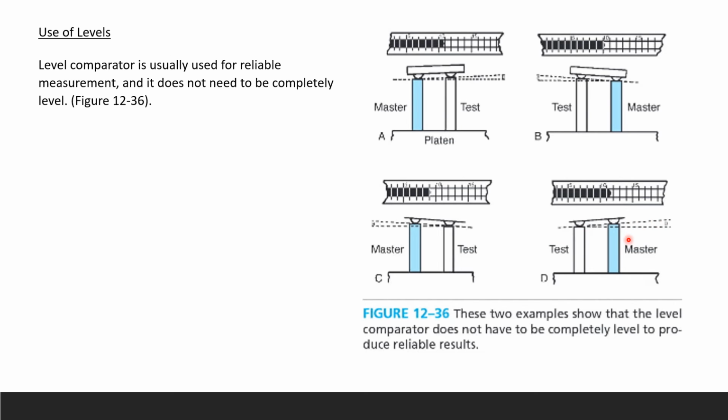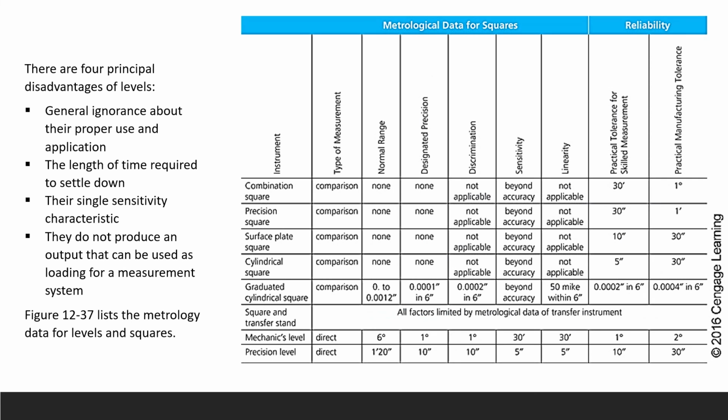So you can still use the level comparator for getting reliable measurement without having a flat, straight, or level line of measurement. You can still do it even if one side is higher than the other. You can see in four examples, each one of them is a little bit higher than the other side, but we can still get reliable measurement in these kinds of situations.